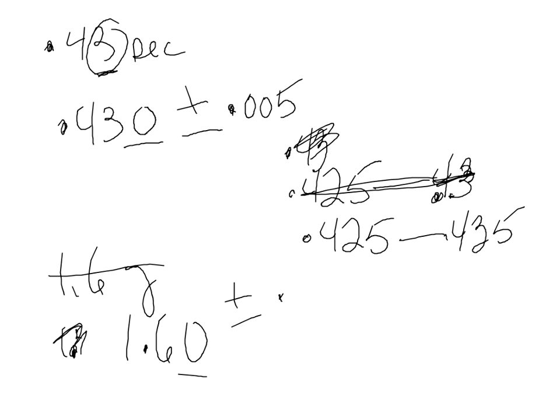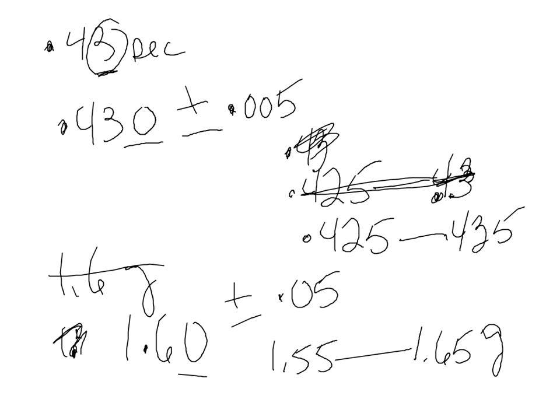So plus or minus 0.05. And that would give me 1.55 to 1.65 as an interval. Grams, of course. Should always put the units on there. And if I wanted to sketch that, it's continuous, because there's an infinite number of masses in between 1.55 and 1.65.